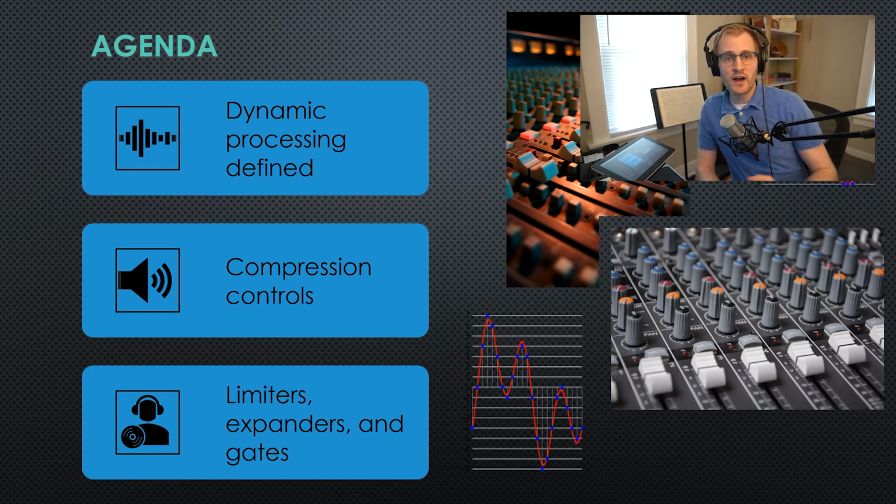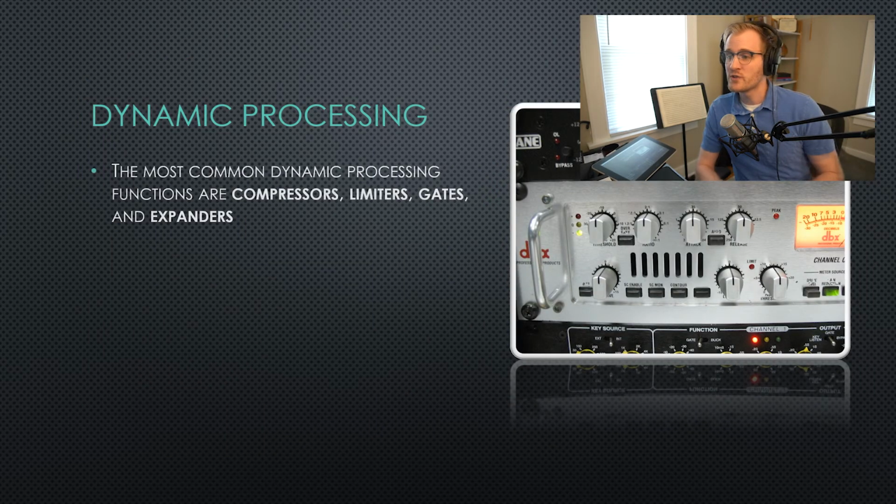We will define what dynamic processing is. We'll talk about some common compression controls, which is a very common form of dynamic processing, and we'll also talk about limiters, expanders, and gates to an extent and what those things have in common with compression. The most common dynamic processing functions are compressors, limiters, gates, and expanders. And as we'll see, all four of these have some degree of stuff in common with each other.